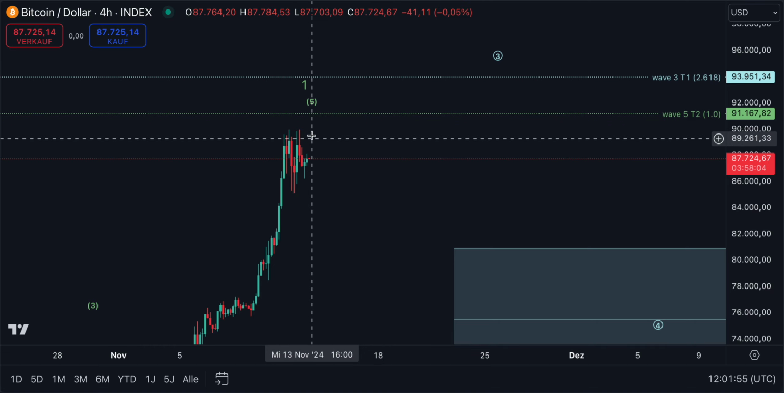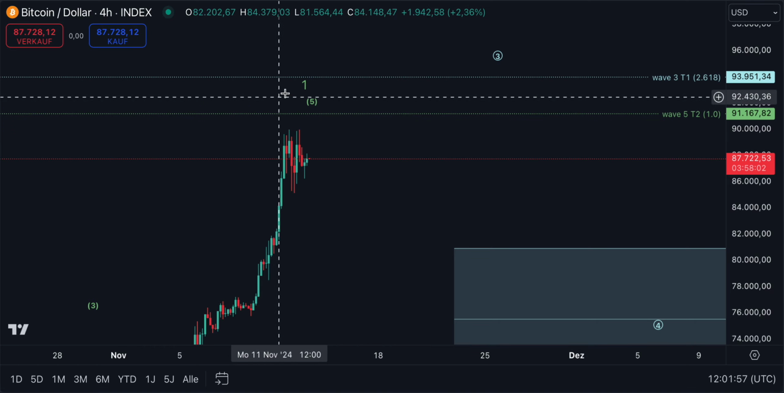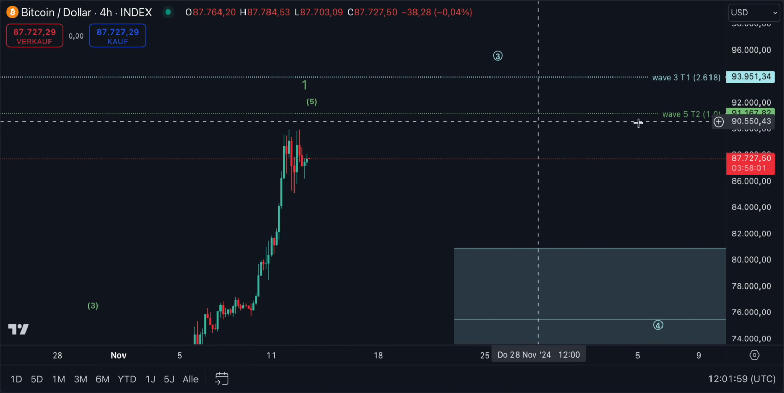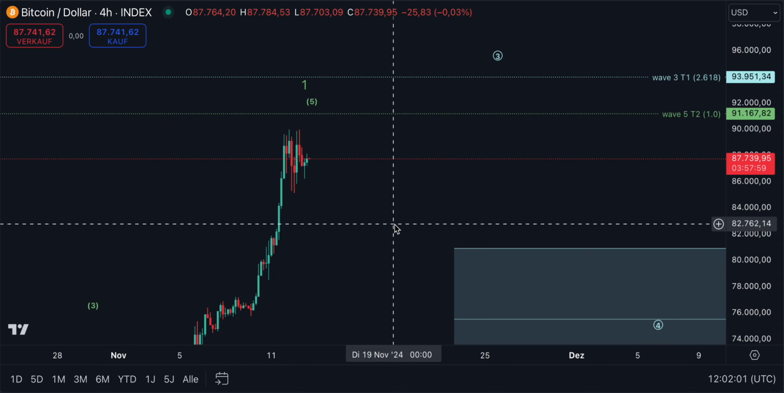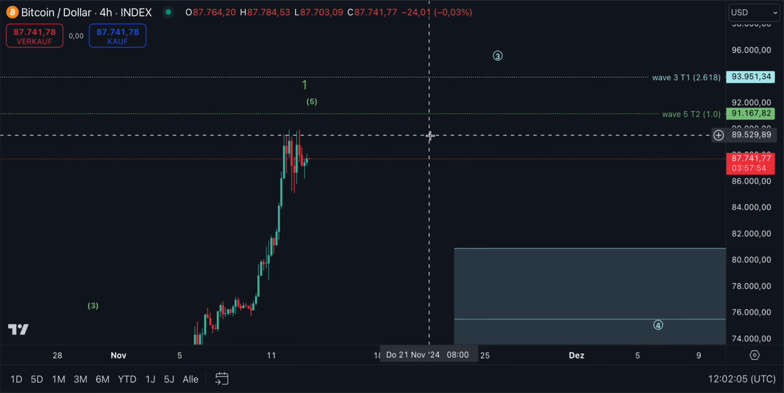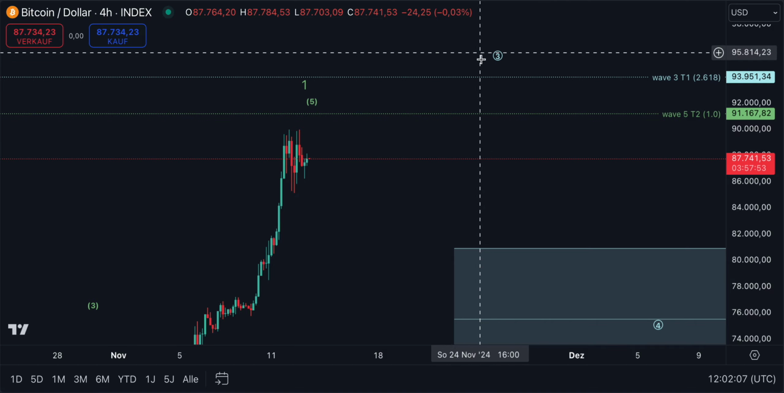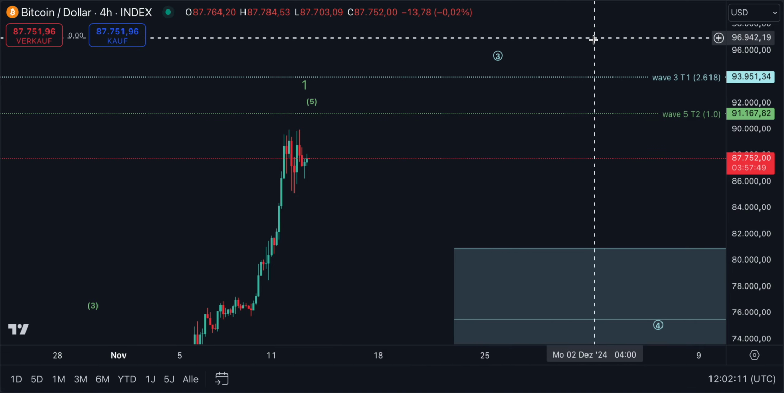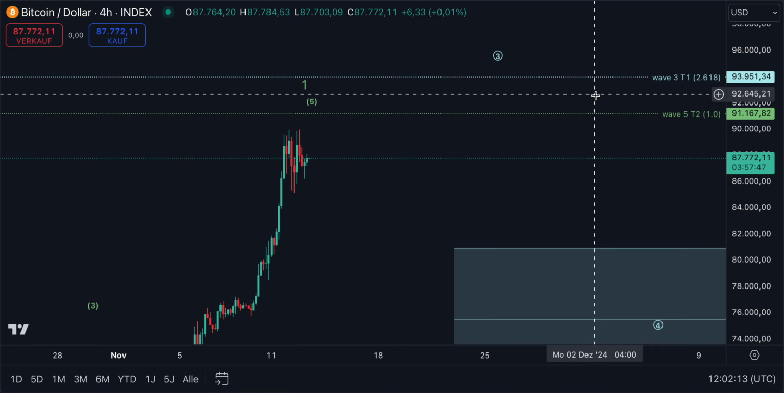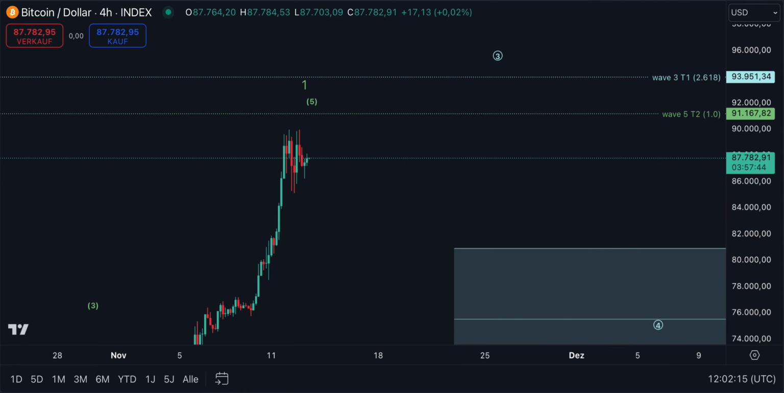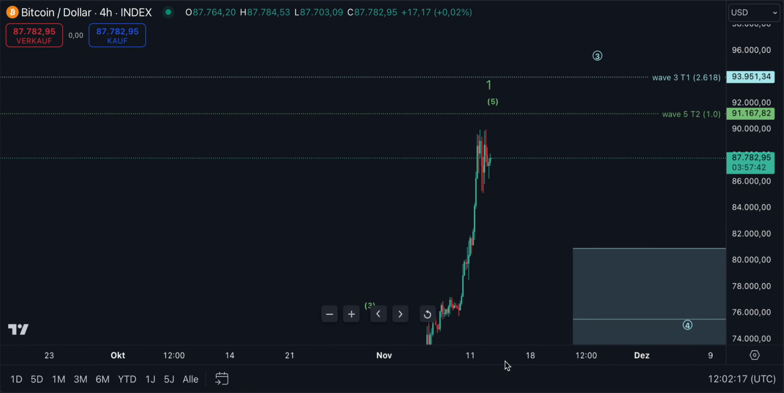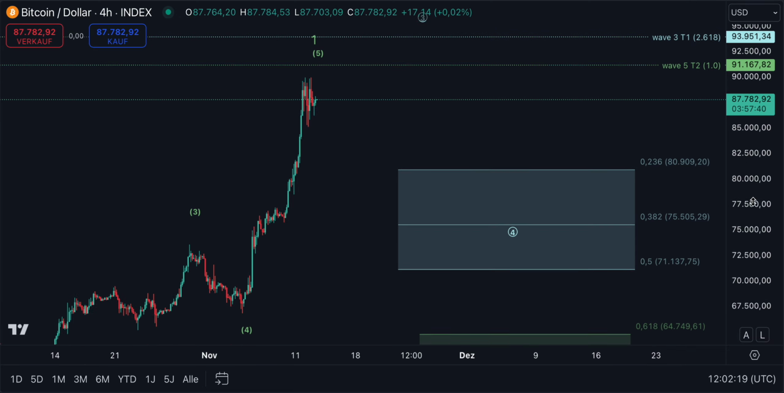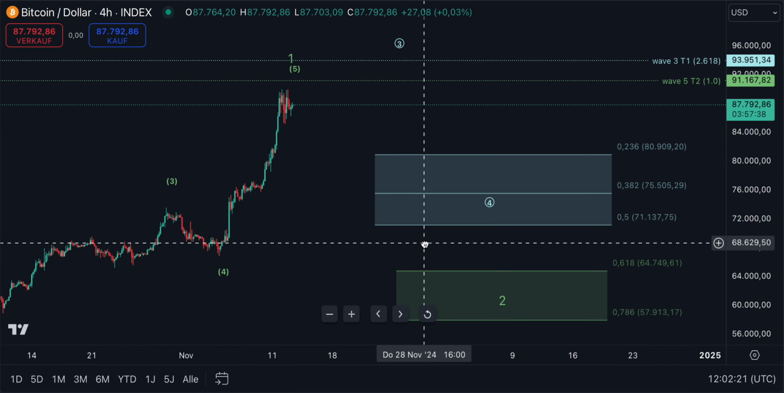But for now we think that if we're in the green wave scenario, the first price target we have, it's actually the second, we have ticked off the first one already, is going to be here at 91.1k. And for the blue wave count, if we are in that one, which we don't know, green or blue, could both be, would be about 93.9k.